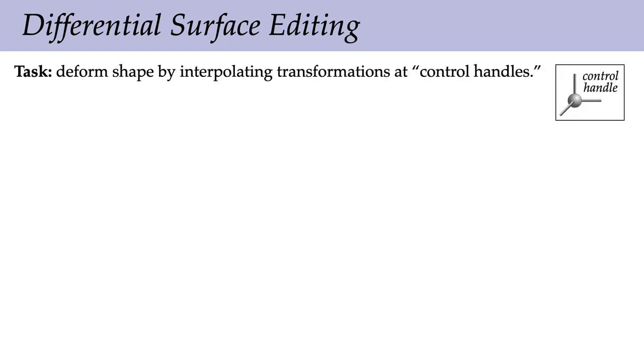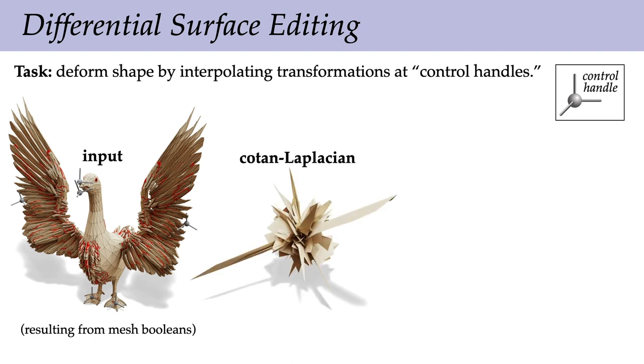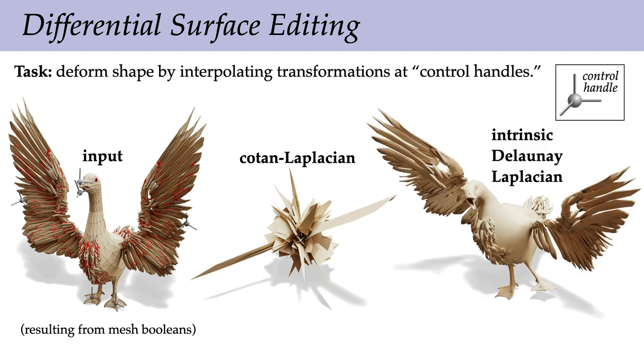Another task of this type is differential surface editing, where we want to deform a shape by smoothly interpolating displacements from a small number of control handles. And once again, a Laplacian shows up inside of this algorithm to define the smooth interpolation. If we run these procedures on this crazy mesh, which was produced from a bad implementation of a Boolean operation, then using the normal cotangent Laplacian, it totally fails and outputs numerical nonsense, but just swapping in the intrinsic Delaunay Laplacian gives a much more reasonable deformation.